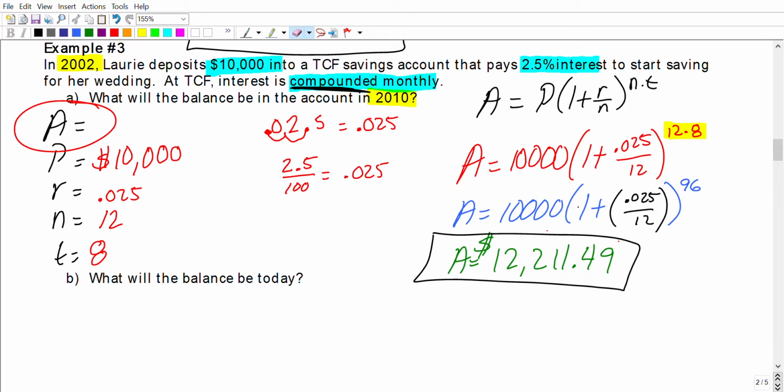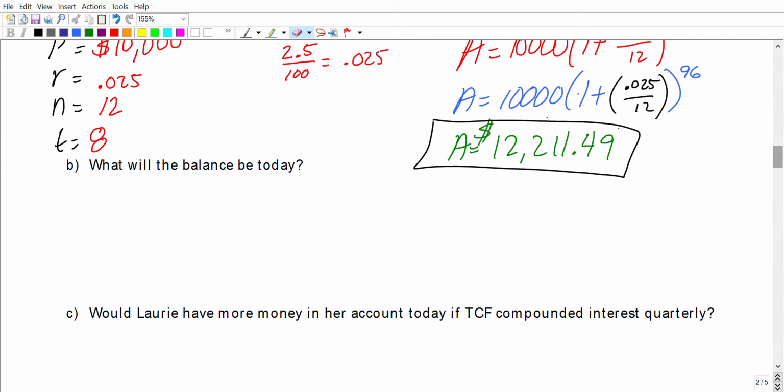Now it says, what will the balance be today? Well, right now it's 2016. So that means from the year 2002, when it was originally deposited, to the year now, which is 2016. Okay, let's see what that would be. 2016 minus 2002. What's that? That's 14 years. So that's our T. So that's the only thing that's going to change here, guys. So let's go ahead and use the same equation.